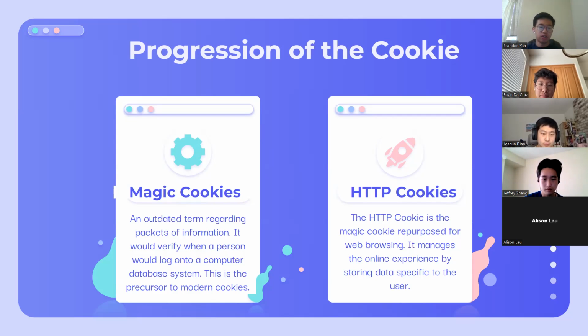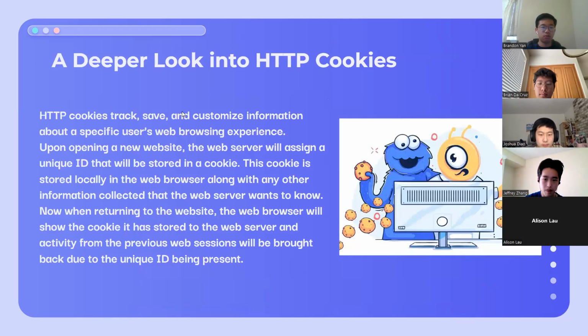It manages the online experience by storing data that's personalized for the user. However, it can be used for malicious activities, but it can also be used for a lot of good, which is its main purpose. So let's take a deeper look into it. As I said before, it can be used to customize the user's web browsing experience. Upon opening a new website, the web server will give an ID to the user. Whenever the user logs back on, it'll recognize this ID stored in the cookie, and it'll bring up any previous information stored from their previous sessions to apply to the current session.